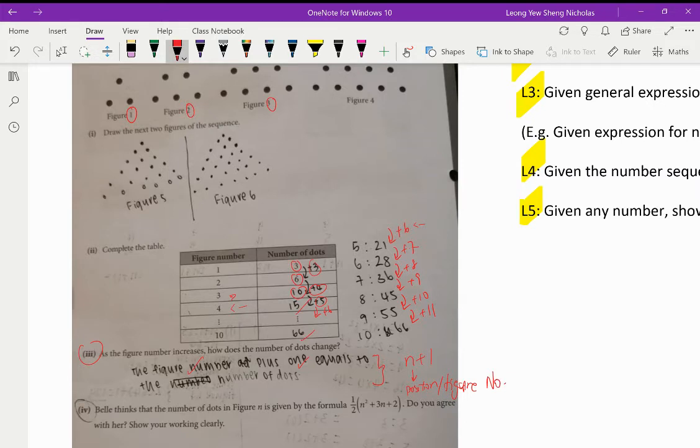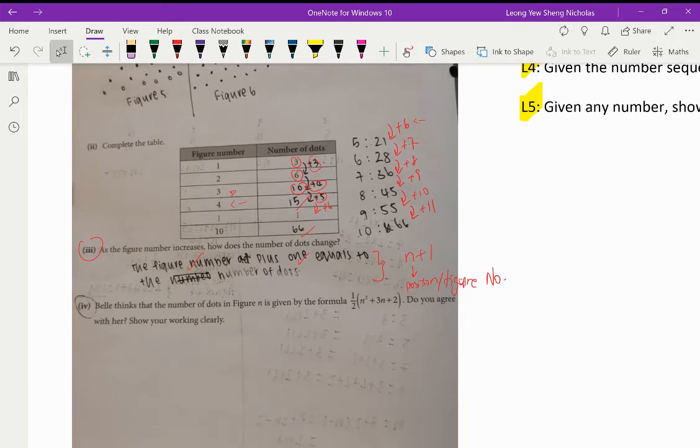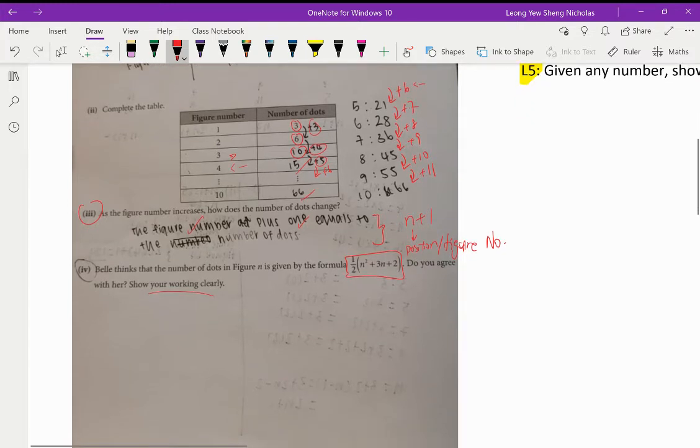Okay, so in part 4, it says the number of dots in figure n is given by this formula here. Do you agree? Show your working clearly. For this type of question, there are two ways to do it. The first way will be to check. If this formula works, you have to check whether all the figure numbers here fit this pattern or not.